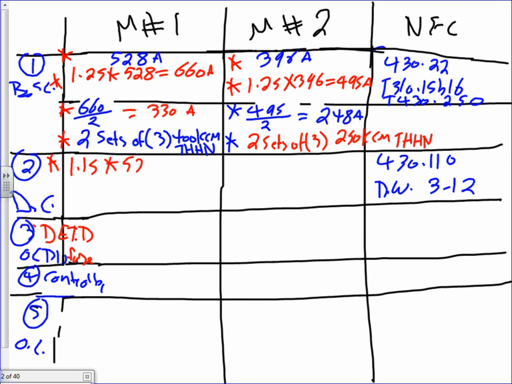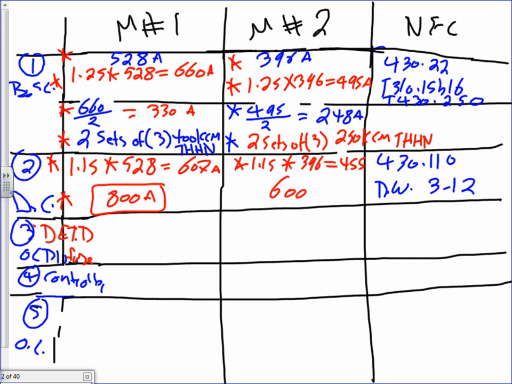Multiply this one by 528. I came up with 607 amps. My next standard from DeWalt is 800 amp disconnect. Come over here, same thing, 1.15, multiply this by 396. It will get you 455. Multiplying it by 1.15 gives me 455. If you go to DeWalt, guys, the next standard is 600 amp. Any question about the disconnect? So my disconnects are an 800 amp disconnect and a 600 amp disconnect.